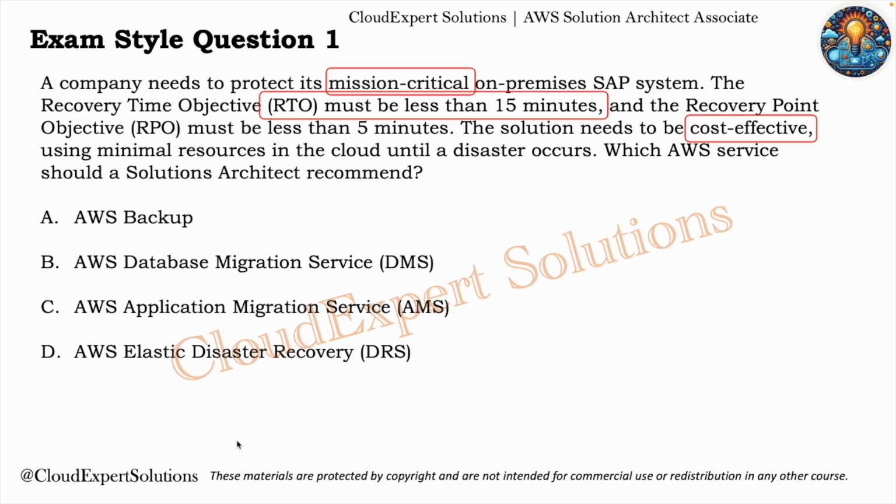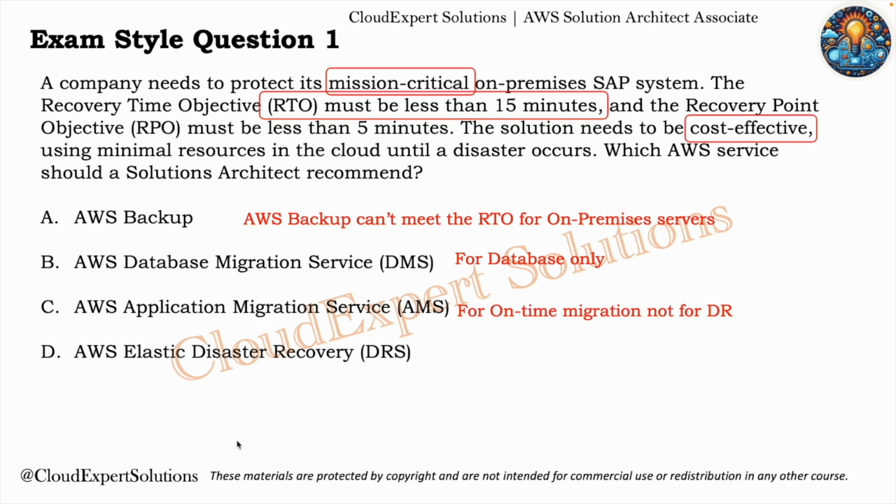To start with option 1, AWS Backup. AWS Backup cannot meet the RPO value for an on-premise system. Here, the application server is on-premise. That is why AWS Backup is not the correct option. AWS DMS is only for database. And AWS Application Migration Service is for one-time migration. It's not for continuous replication. Moving to our last option, AWS Elastic Disaster Recovery, it fits all the requirements mentioned in this question. That is why option D is the correct answer for this question.